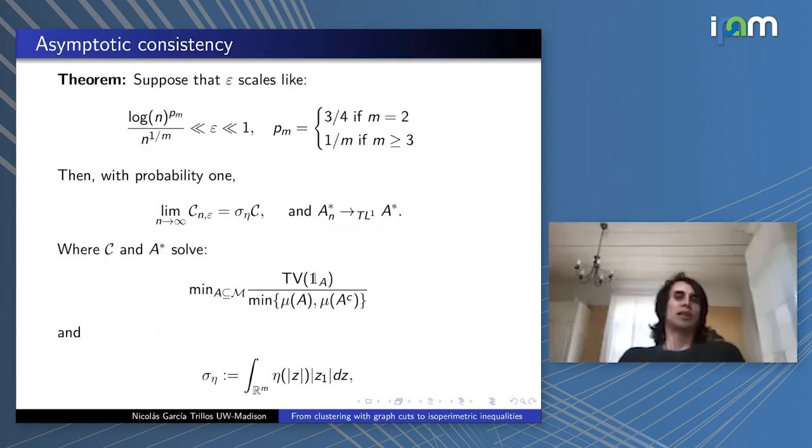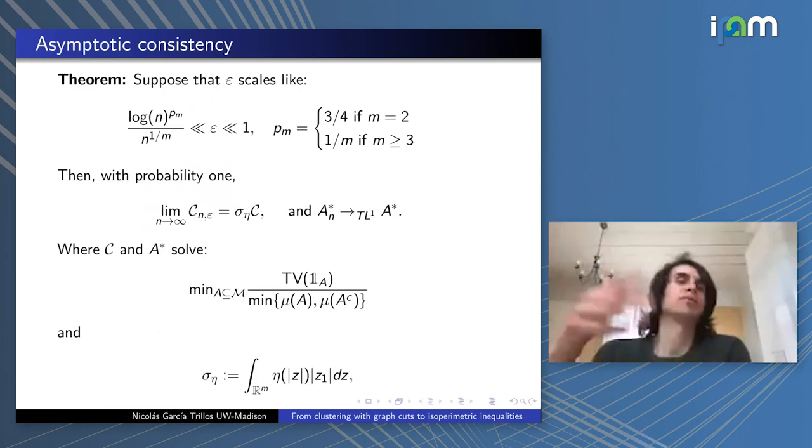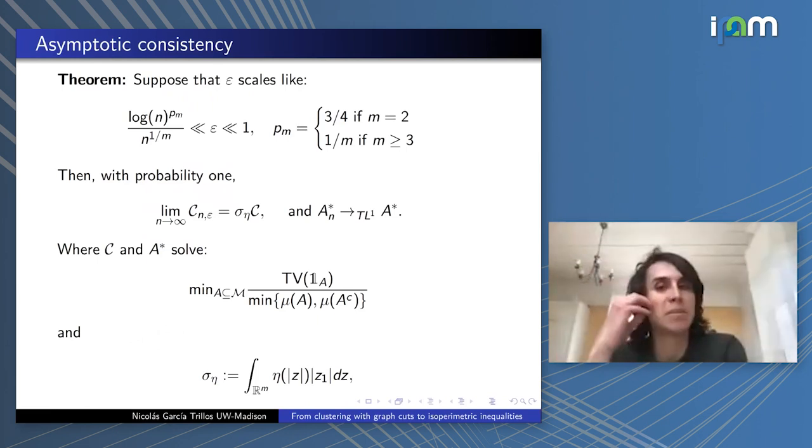All right, so asymptotic consistency. Okay, so here I'm not interested in rates of convergence. I just want to know how the connectivity of this graph should scale with the number of points to guarantee that almost surely the Cheeger constant on the graph converges to some analogous Cheeger constant in the limit, and that minimizers of the Cheeger problem at the graph level converge to some minimizers of some object at the continuum level.